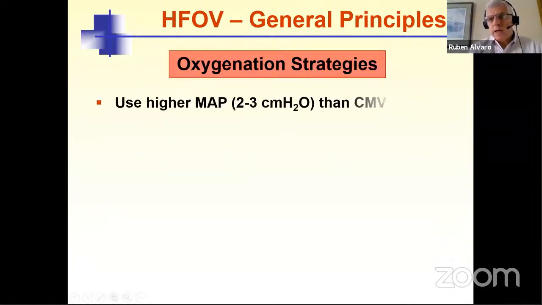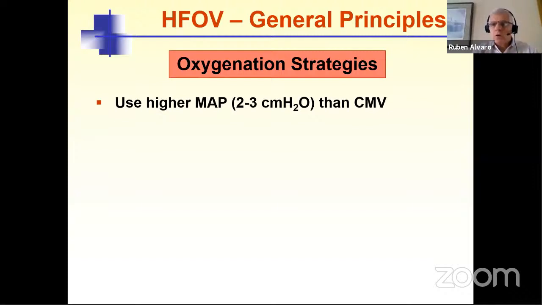Oxygenation strategies, these are general principles that we use. When you switch a baby from conventional ventilator to the oscillator, you need to use a higher mean airway pressure in general. I always tell the fellows, the students, and the residents that it's basically a price you need to pay to have a baby on the oscillator, because the oscillator will suck air from the lungs. There is a much higher risk of trapping. So you really need to have the lungs slightly more open than normal to prevent air trapping during expiration.